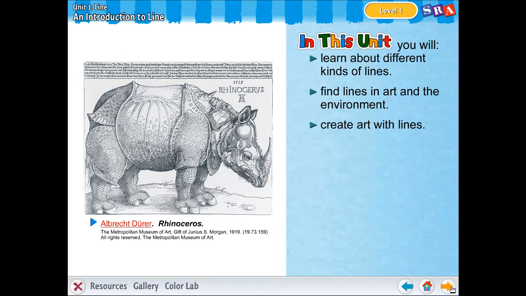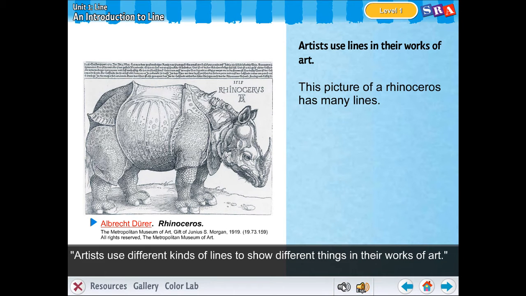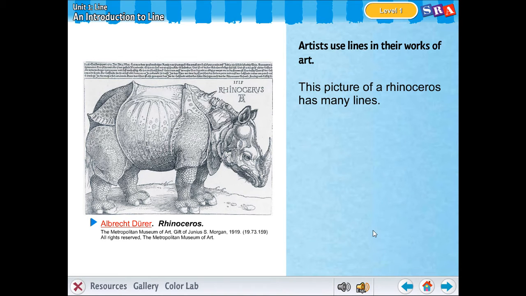In this unit, you're going to learn about different types of lines. You're going to find lines in art, and you're going to be able to find lines in your environment. You're also going to be able to create art with different types of lines. Artists use different kinds of lines to show different things in their works of art. This is a picture of a rhinoceros that has a lot of different lines.